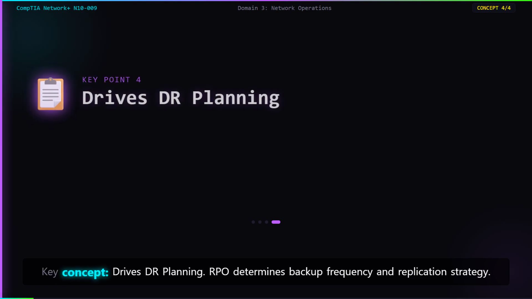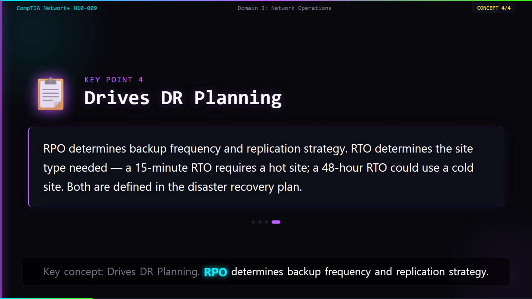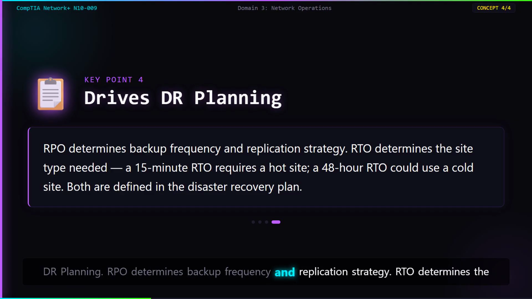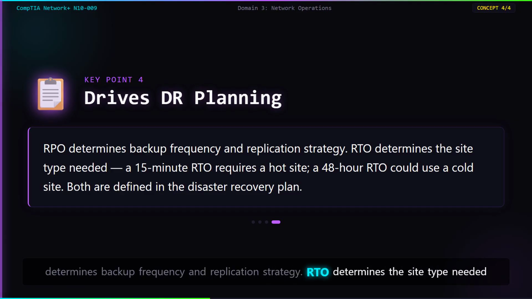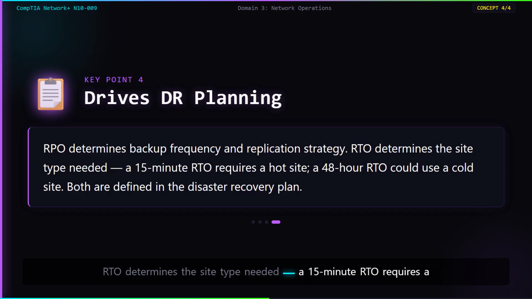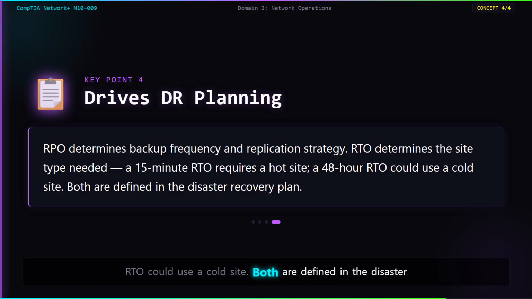Key concept: drives DR planning. RPO determines backup frequency and replication strategy. RTO determines the site type needed. A 15-minute RTO requires a hot site. A 48-hour RTO could use a cold site. Both are defined in the disaster recovery plan.